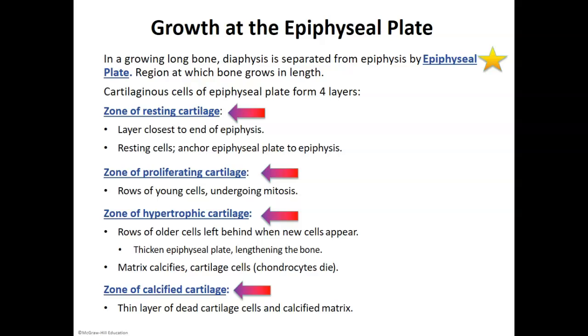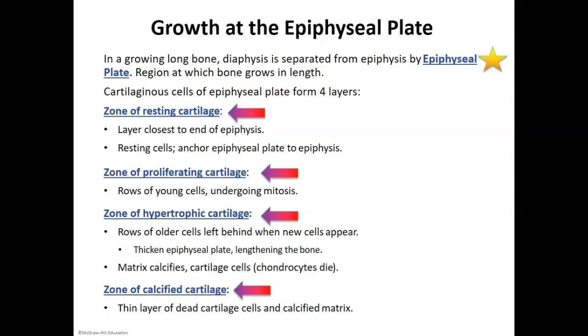Then you have something called the zone of proliferating cartilage, and these are basically just rows of baby cells. These are cells right on the epiphyseal line or the growth plate that are undergoing that mitotic division very rapidly. And they're young because they have just essentially divided from the parent cells to become new daughter cells.